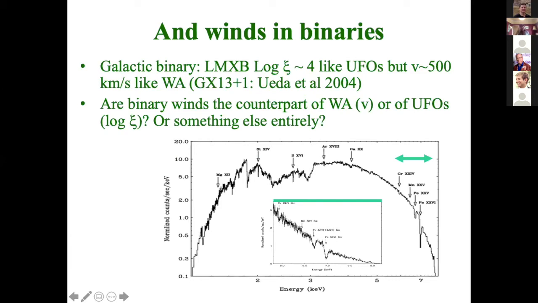So here in binaries, we've got nice data. These are wind features that are smallish blue shifts, smallish widths and narrow features. So these are things we can use to understand the wind dynamics. So we can try and look at these and understand how they're launched, and then think of, are they the counterpart to the warm absorbers in AGN, or are they the counterpart to the ultra-fast outflows, or are they something else entirely?